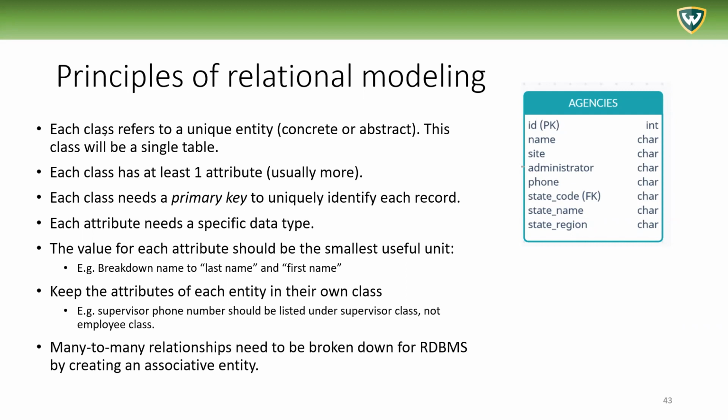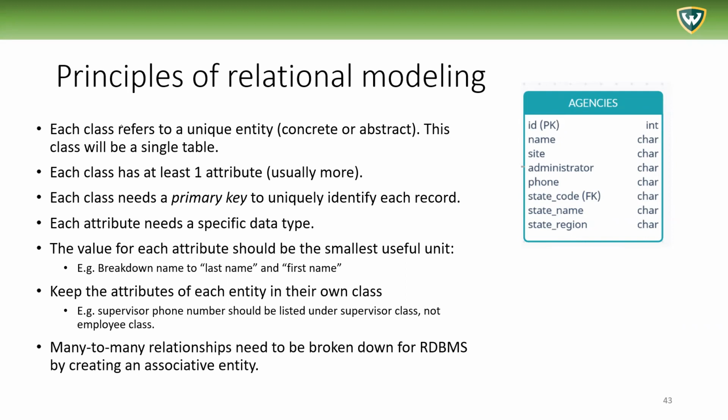So each class, once again, also known as entity, should refer to a unique entity, concrete or abstract. So you've got to be careful with this. People have a hard time working with abstract concepts, but they may exist. So we may have tables about agencies, but also tables about processes, tables about things like enrollments, transactions, and so on. This class will be a single table.